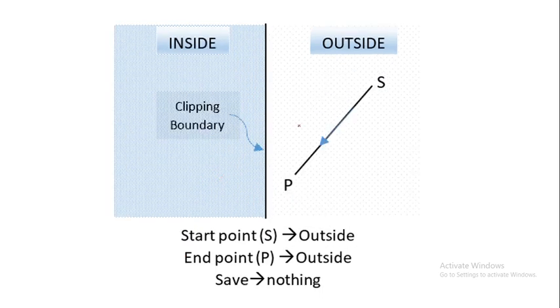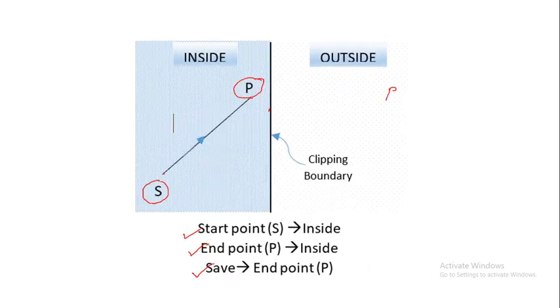Fourth case: if both the start point and end point of the line are outside the boundary, you can see in the diagram, this is the inside region and this is the outside region. Both the start point and end point of the line are lying in the outside region of the clipping boundary. Then you have to save nothing. No need to save the start point or end point or any point as such. These are the four different cases.